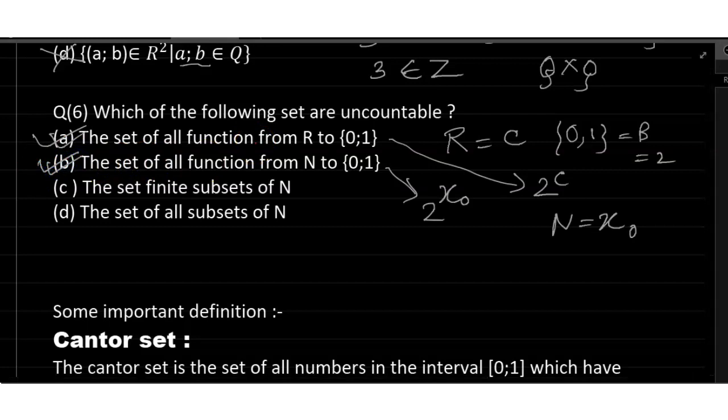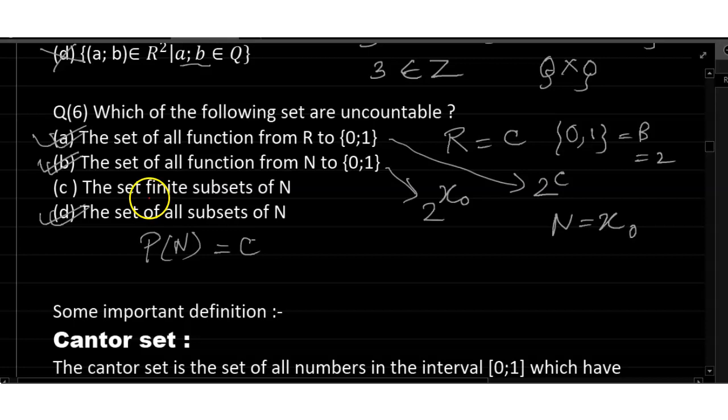The set of all subsets of N, this is also uncountable. The power set of N has cardinality equal to continuum.